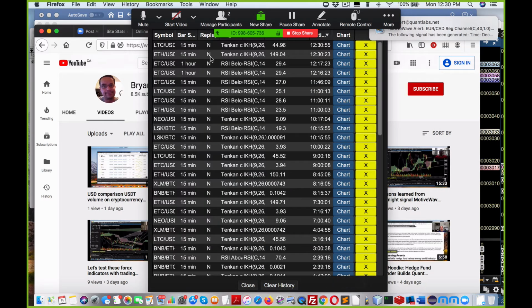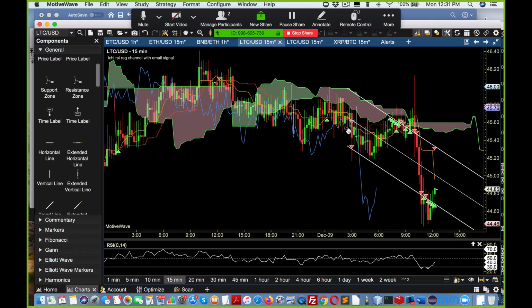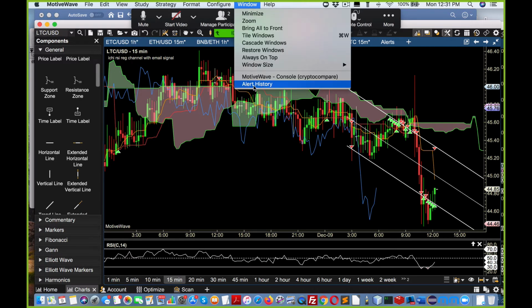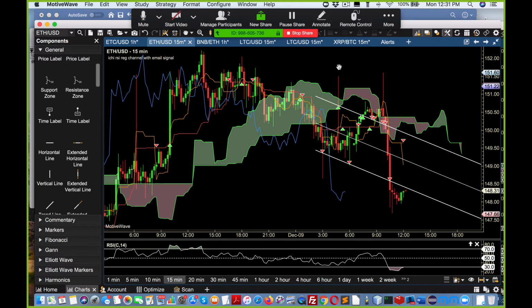Oh, there's more. Okay, so we've got another cross here. Let's look at some of these charts. So here, this is the Litecoin USD latest alert. You can see this one's starting to take off. So even just from that little trade, that little alert might be worthwhile. Let me see what else we've got here. We had another one as well. So that was Litecoin, Ethereum, USD. Let's look at that one.